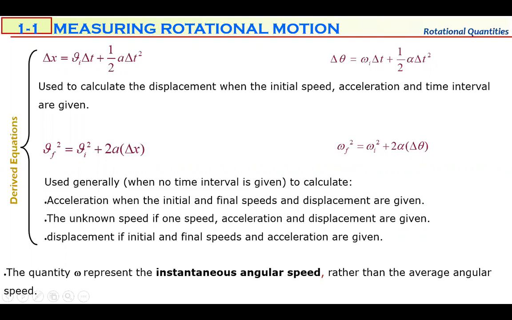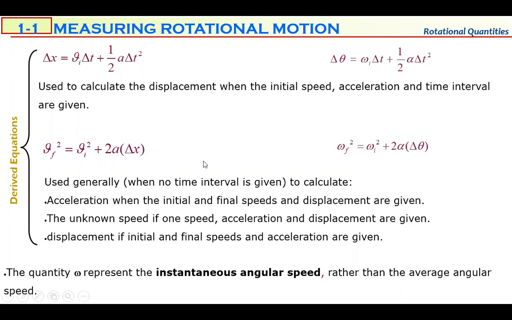What does instantaneous mean? For a speeding or accelerating object, speed is continuously changing. So at every different instant, the object will have a different speed. For that reason, the speed at a specific moment, at a specific instant, is known as instantaneous.